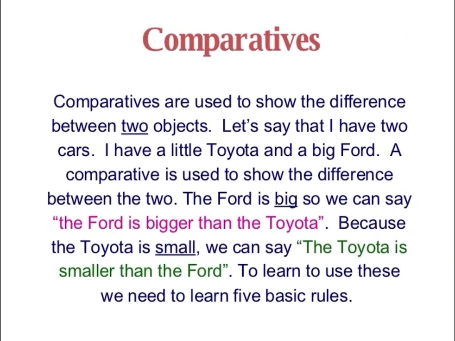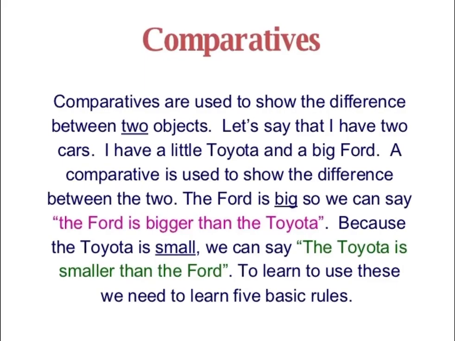Superlative adjectives, comparatives. Comparatives are used to show the difference between two objects. Let's say that I have two cars. I have a little Toyota and a big Ford. A comparative is used to show the difference between the two. The Ford is big, so we can say the Ford is bigger than the Toyota. Because the Toyota is small, we can say the Toyota is smaller than the Ford.